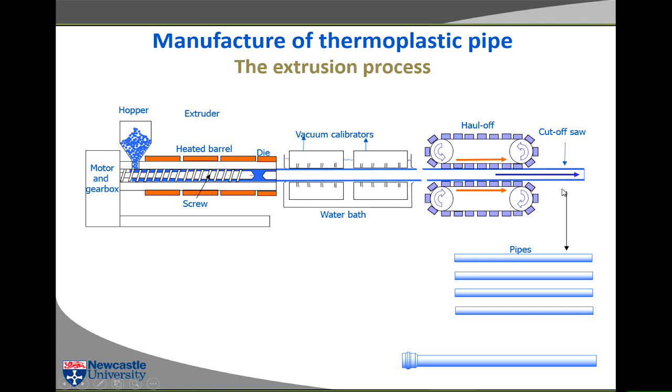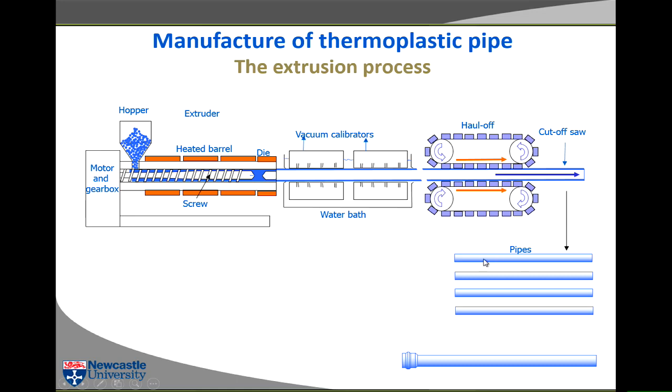And then at the end of the process you either have a saw and you cut the pipes into lengths, usually 9 meters, usually the length of a truck, because you wouldn't want to make them any longer than that. If it's a smaller diameter pipe, sometimes it's rolled into a big coil. But more often than not, it's cut into lengths.